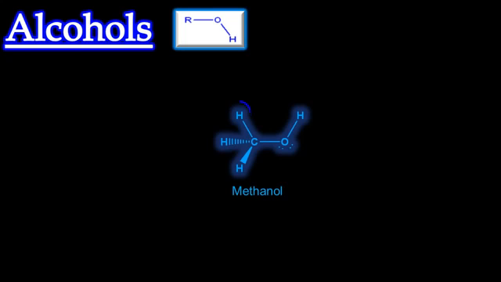Notice that methanol features a methyl group and an OH group. This is why sometimes methanol is referred to as methyl alcohol. As with amines, alcohols can be primary, secondary, or tertiary. If one of the hydrogens of this methyl alcohol is replaced with a carbon group, then a primary alcohol results.